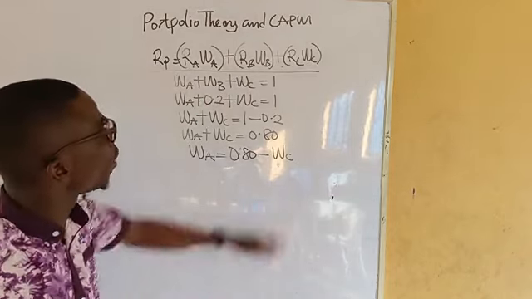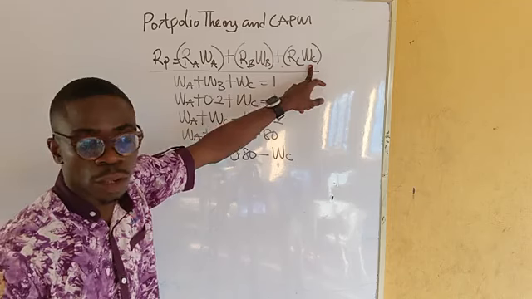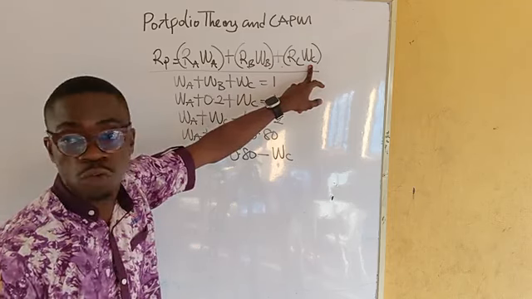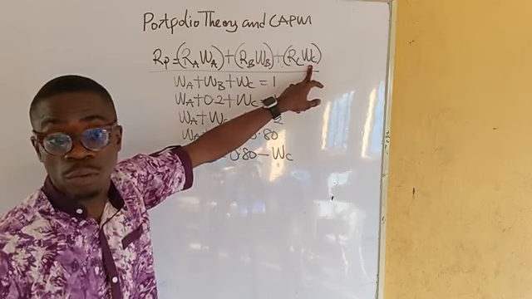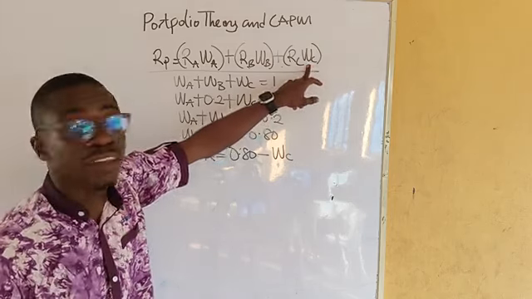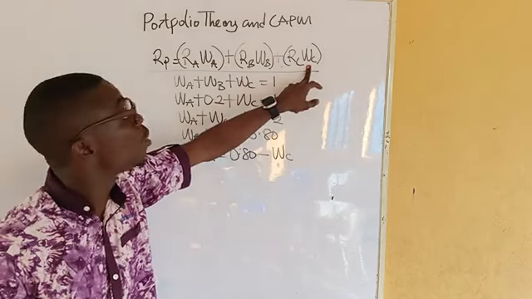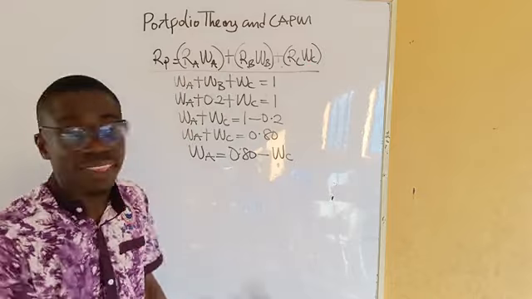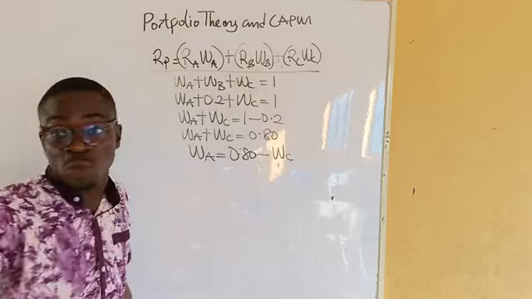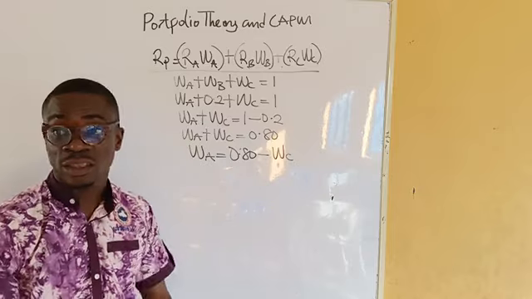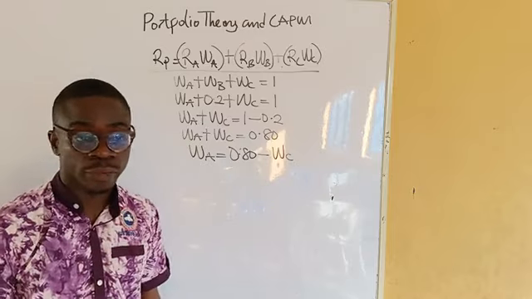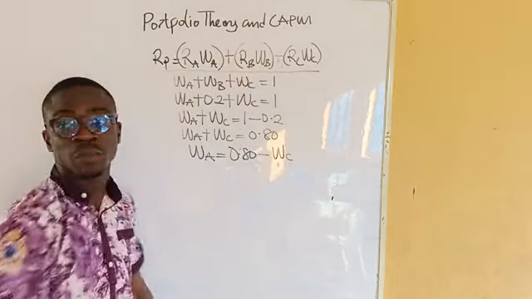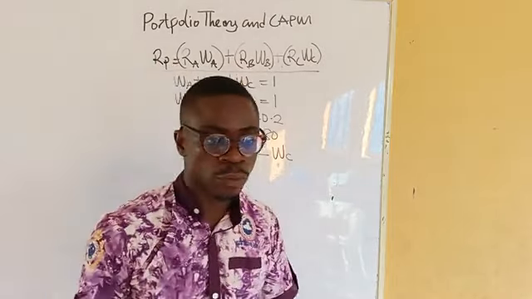So what are we looking for now? What we are looking for is the weight of C and the weight of A. By the time we get it, if you multiply this together, you will get that 20%. If you multiply all the variables that are available here, you will get the expected return on the portfolio.